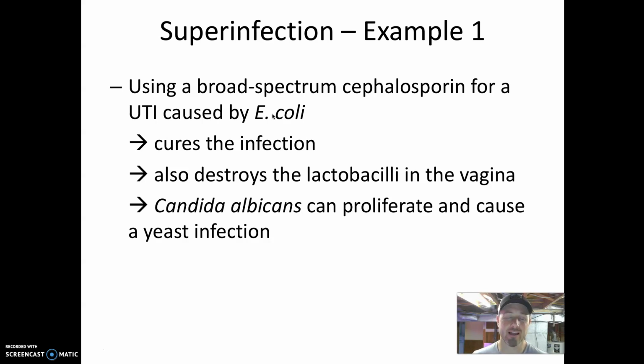Candida doesn't like acidic conditions. It's a neutrophile. So when the pH of the vagina changes and becomes more neutral or less acidic, Candida albicans then goes crazy and overgrows, causing a yeast infection. So Candida albicans is yeast, and a common superinfection is a yeast infection that follows a UTI treatment with a broad-spectrum antibiotic. One might ask, hey, why doesn't the cephalosporin kill Candida albicans? And I'll leave you to think about that and try to answer that for yourself, and I hope if you are struggling with that answer, you'll let me know.